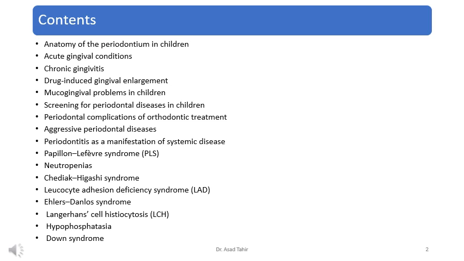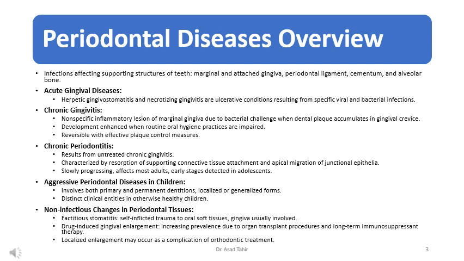Understanding these aspects is crucial for effective diagnosis, treatment, and management of periodontal issues in pediatric patients, ultimately promoting better oral health outcomes for children. Periodontal diseases overview: infections affecting supporting structures of teeth, marginal and attached gingiva, periodontal ligament, cementum, and alveolar bone.